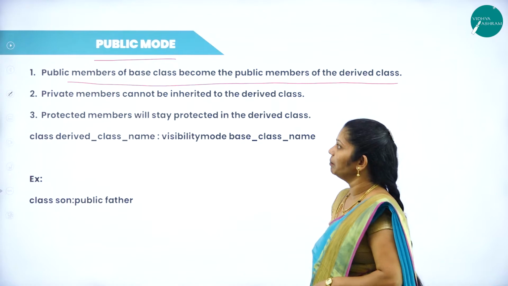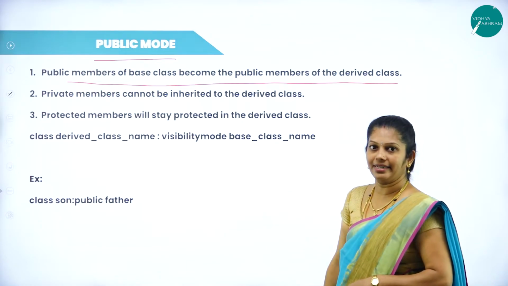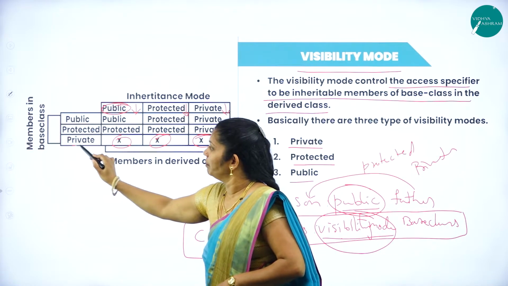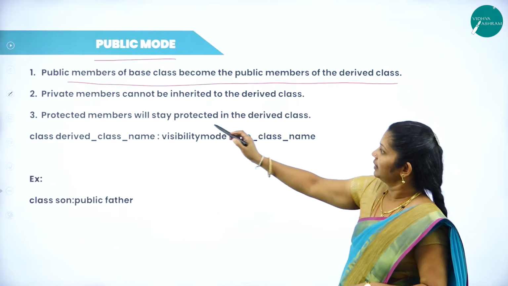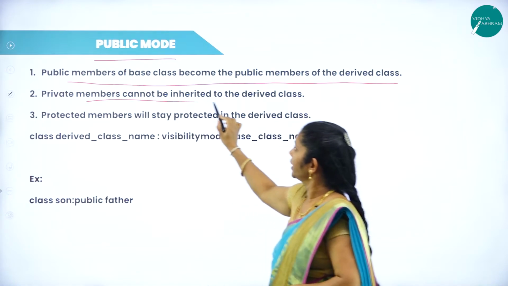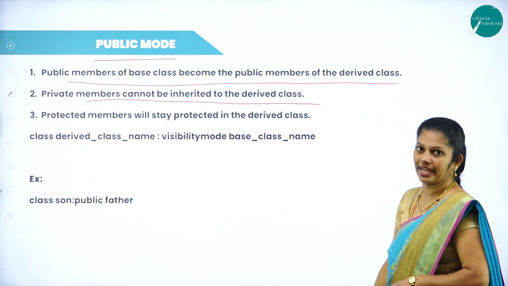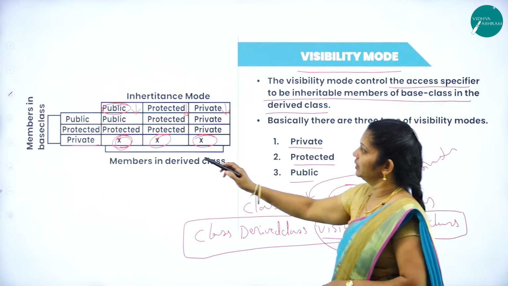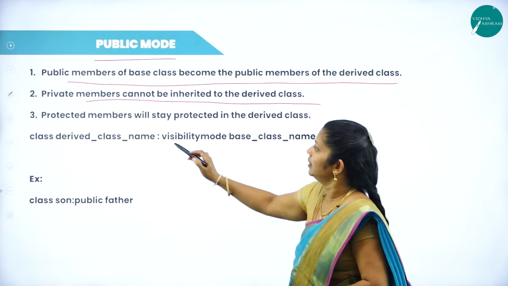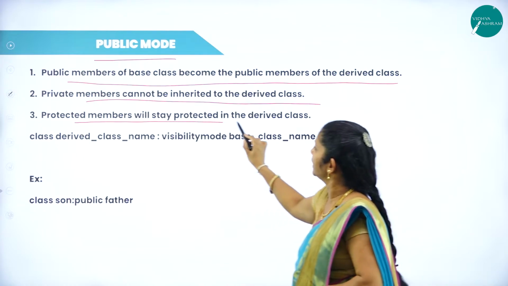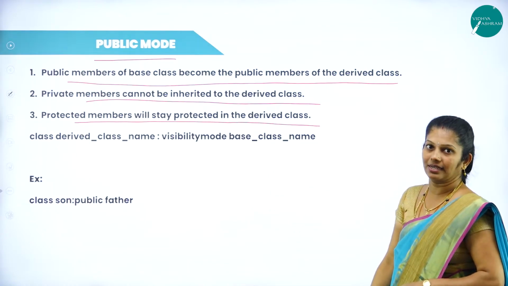Then private members cannot be inherited in the derived class. Private members cannot be inherited in the derived class. That is, private members cannot be inherited to the derived class. And if you observe here, protected members stay protected in the derived class. See here, protected members will stay protected in the derived class.